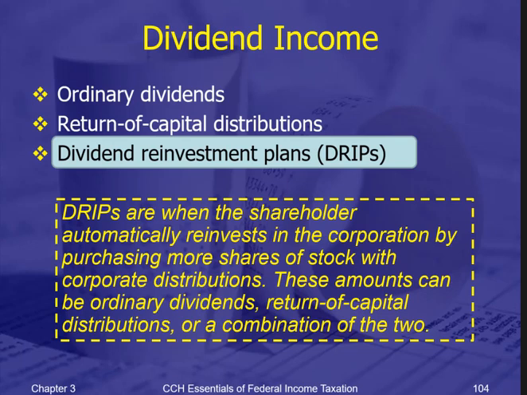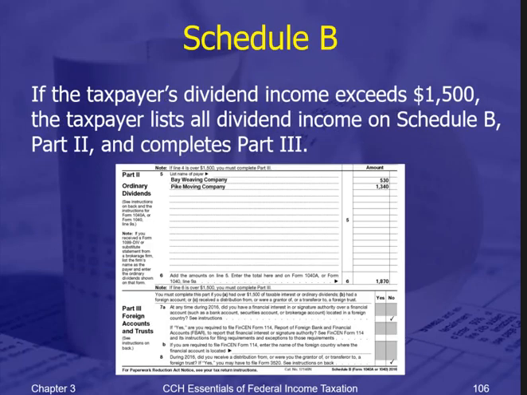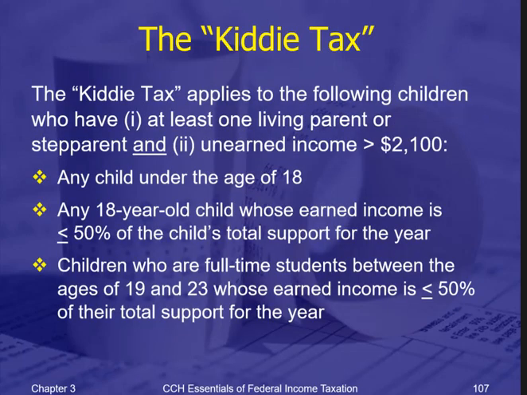Dividend reinvestment plans were popular many years ago and have kind of fallen out of favor. They're very rare, okay, but they are dividends that are taxable. They're usually reinvested in more stock. Dividends are also reported on Schedule B. So Schedule B is interest and dividends.